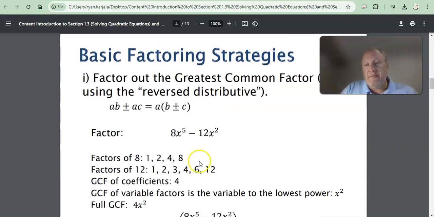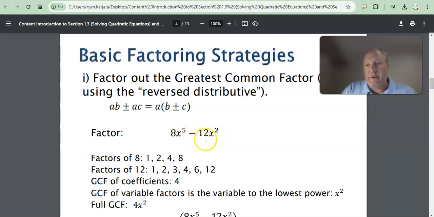So the first thing you need to do is you need to look at the greatest common factor. And that's the biggest number that's common to both terms. So here's the first term. Here's the second term. So factors of 8 are 1, 2, 4, and 8. Factors of 12 are 1, 2, 3, 4, 6, and 12. Of those, which is the biggest? Well, the 4 is the biggest number that's common to both. And then the x's, there's x squared here and x to the 5th here.